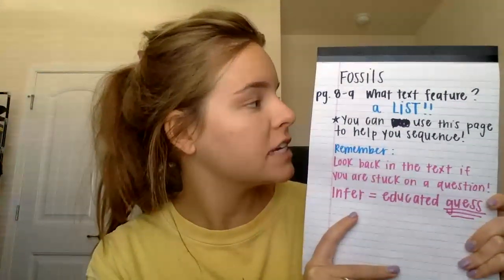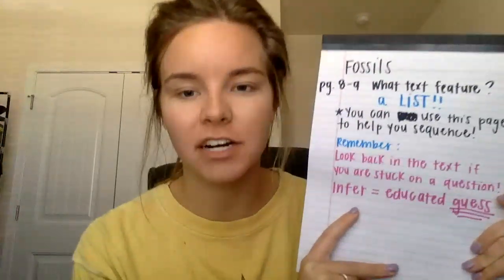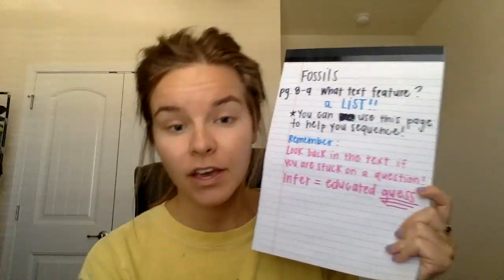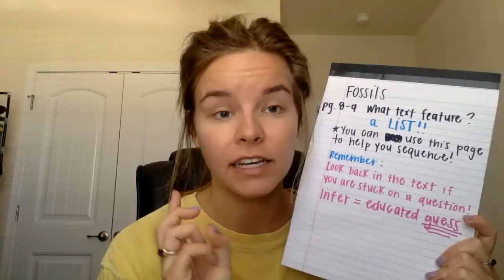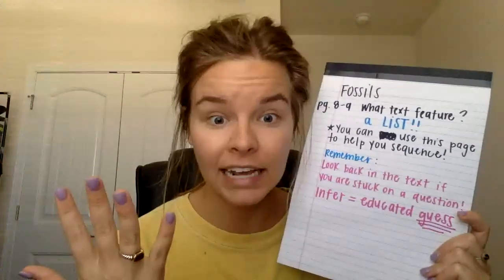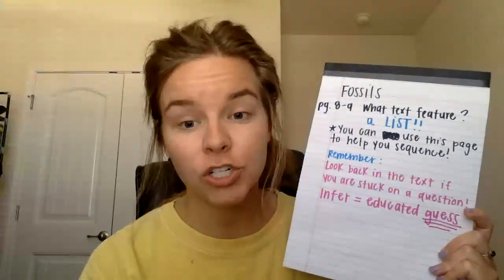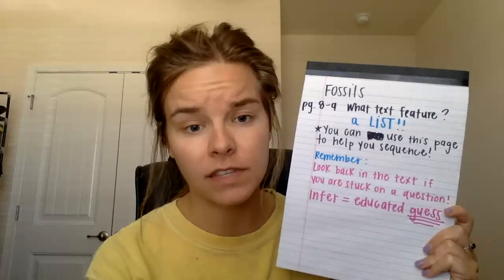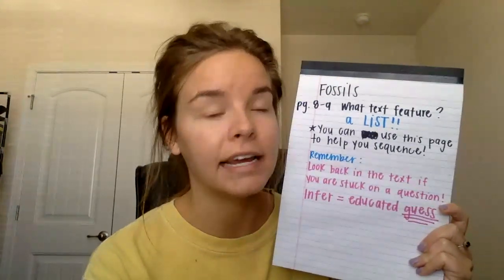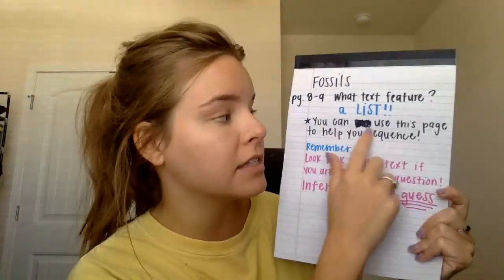So the first thing I wanted to talk about is on page 8 and 9 we have a major text feature here, and we found text features all through this book. I hope y'all noticed the table of contents. There are lots of photographs and diagrams and pictures and headings and all of those good things. But on page 8 and 9, there was a special text feature and it helped you sequence, and that was a list. If you noticed on page 8 and 9, it gave you a list of the steps on how a fossil is created. Okay, and so you can use these 2 pages.